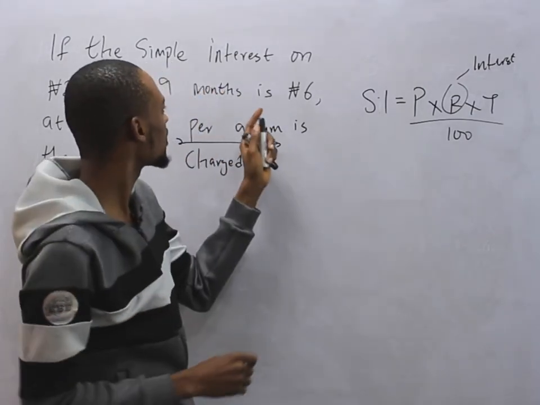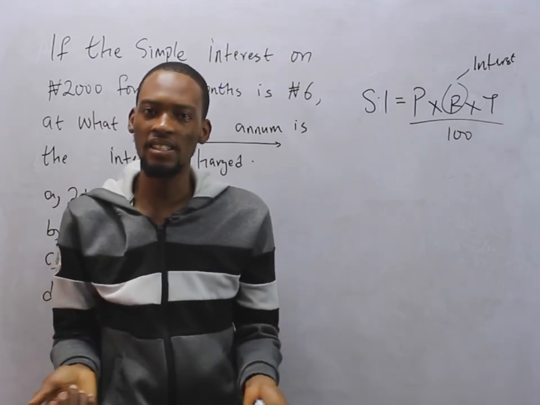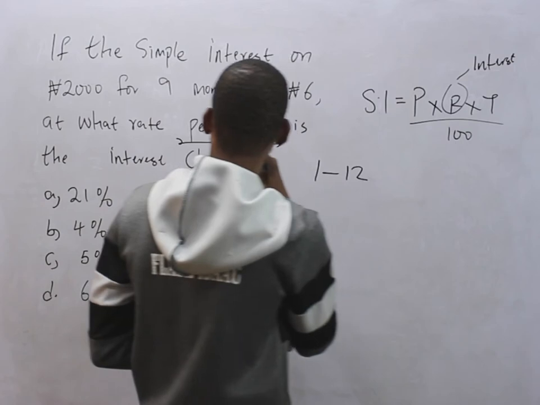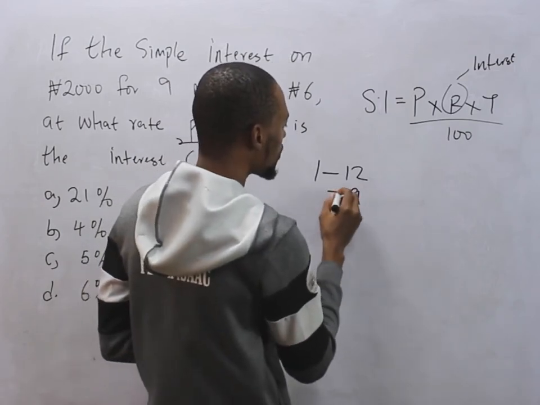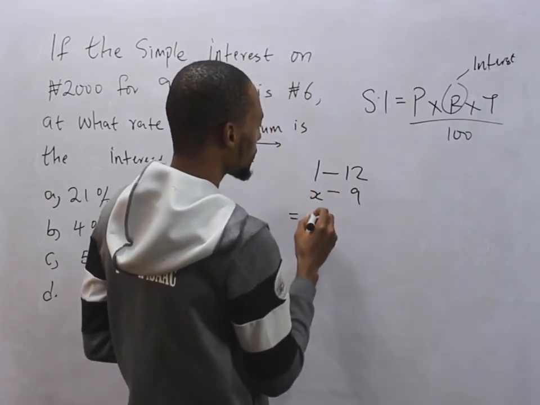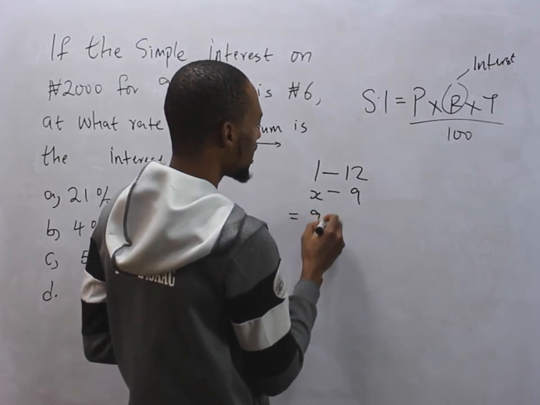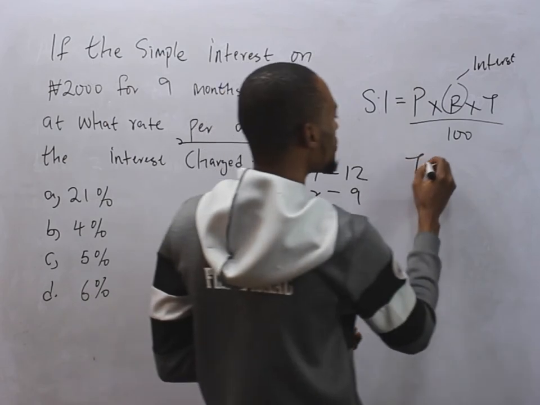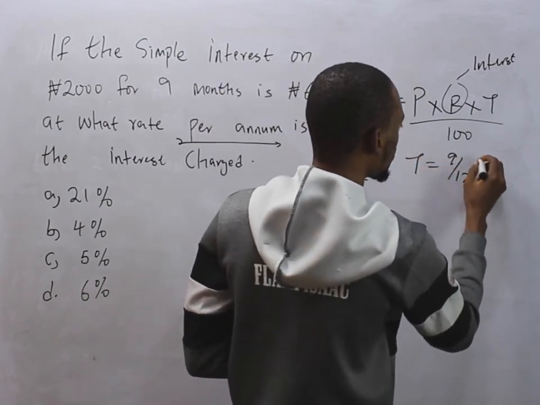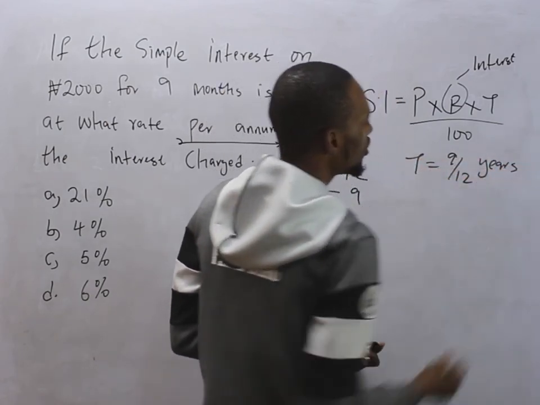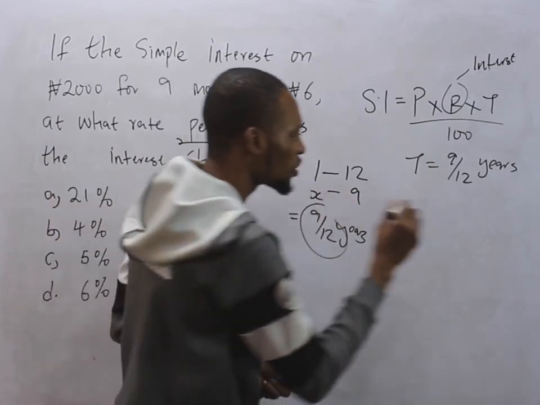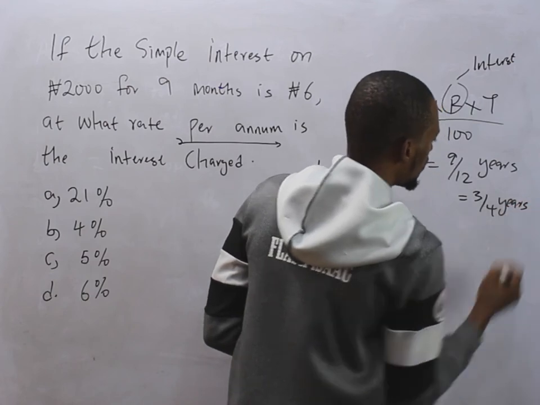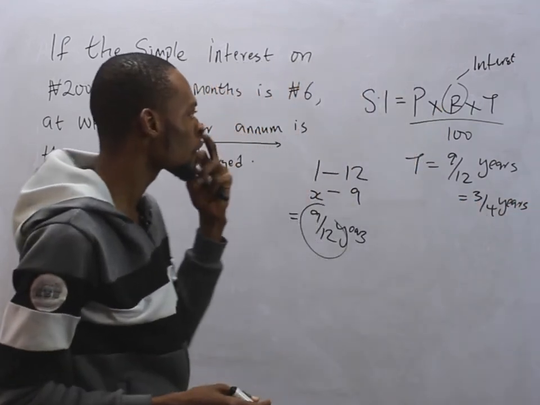So we simply convert 9 months to years. If 1 year is 12 months, this means 9 months will simply be 9 over 12 years. So the time is equals 9 over 12 years. We can actually break this down to give us 3 over 4 years. So that is the time.